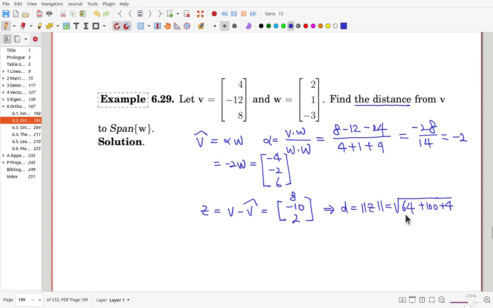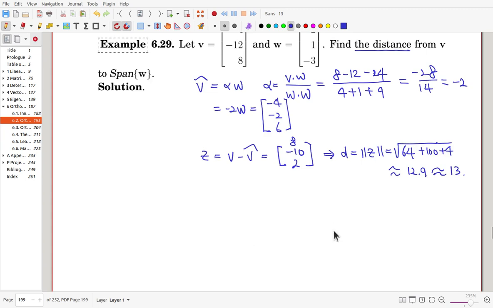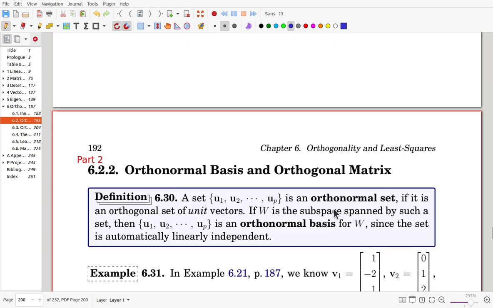That is 168. Okay, it'll be about 12.9. Okay, it's almost 13. Yeah, you can check it. Okay, now we'll continue in the second part. Thank you.